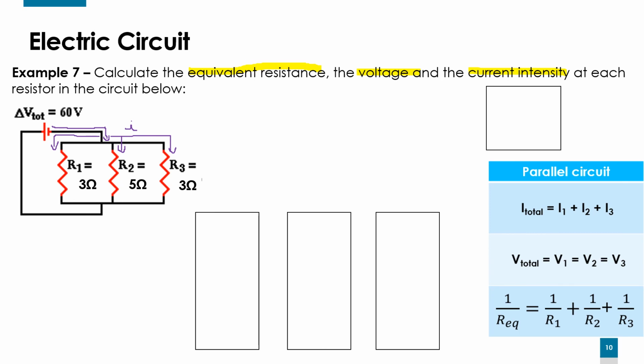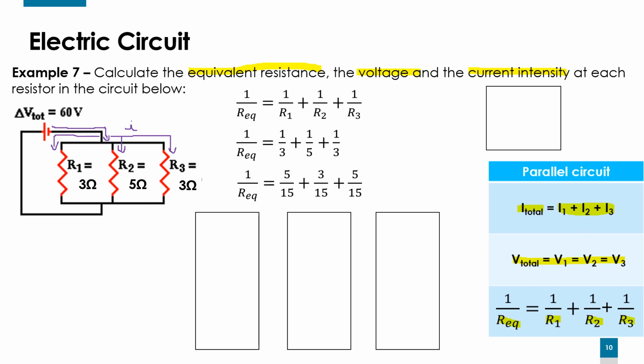So I need to take a look at the properties of parallel circuits. In parallel circuits, the total current is the sum of each of them because they split. The voltage is the same for all, and the equivalent resistance is calculated by inverting. Okay, so first thing I need to calculate is the equivalent resistance. So I'm gonna use this formula. It's gonna be 1 over 3 plus 1 over 5 plus 1 over 3. Doing some math, I get equivalent resistance is approximately 1.15 ohms.